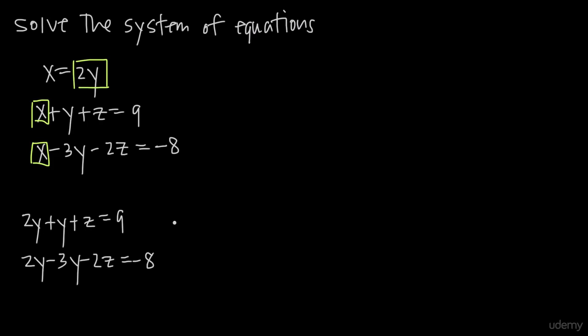When we plug it into the last equation here, we'll get 2y minus 3y minus 2z is equal to negative 8. Now we have multiple y terms, so we want to go ahead and collect like terms. 2y plus y is going to be equal to 3y plus z equals 9. And then here we have 2y minus 3y. 2 of them minus 3 of them gives us negative 1, so we'll have negative y minus 2z is equal to negative 8. Now what you can see is that we've simplified our system, because instead of three equations in terms of three variables, we have two equations in terms of two variables. So our system is simpler.